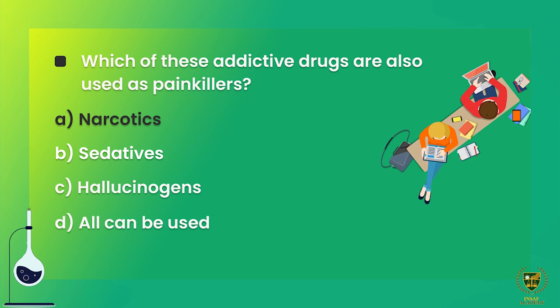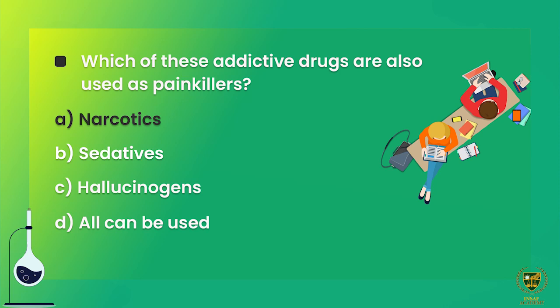Yes, dear students, the narcotics are strong painkillers. That is why they are given in combination with some less potent painkillers like paracetamol, so that the person doesn't become dependent upon them. Option beta is sedatives. No, dear students. Option Charlie is hallucinogens. No, dear students. So the only correct option is alpha, that is narcotics.